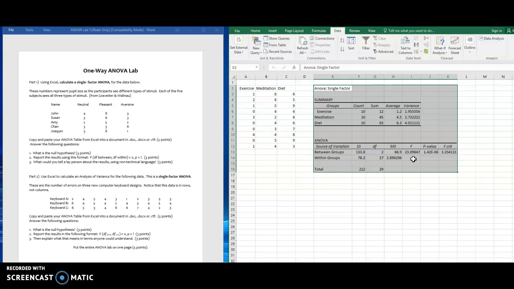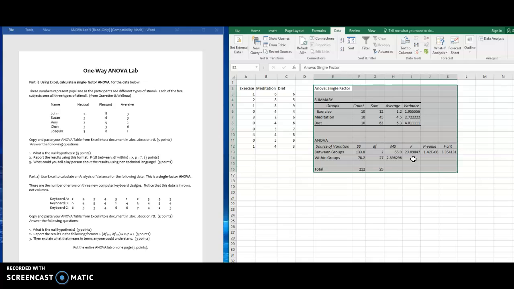Let me just get rid of that real quick. So the null hypothesis, I'm sorry, that's my dentist calling. Okay, I'm going to let that go.